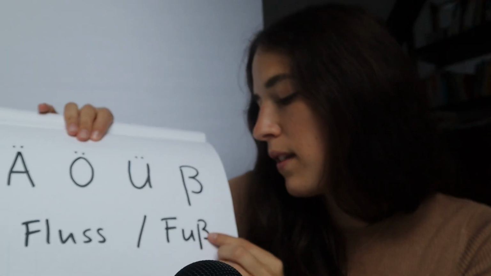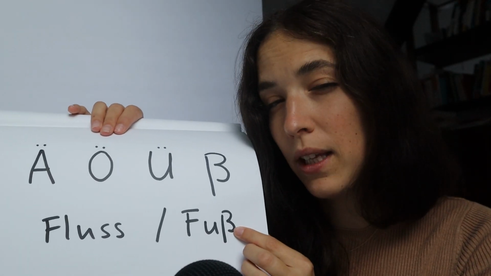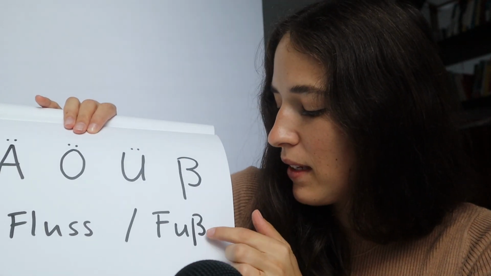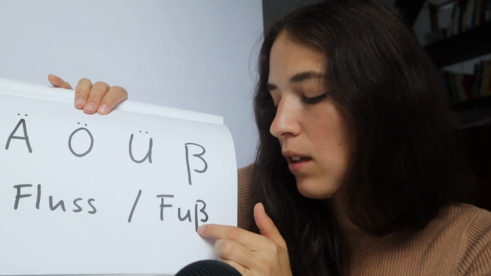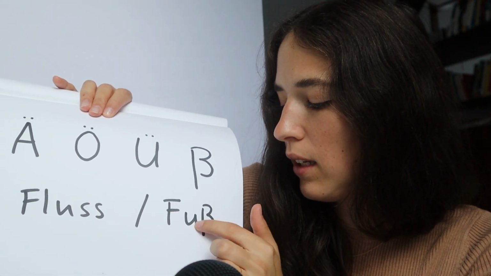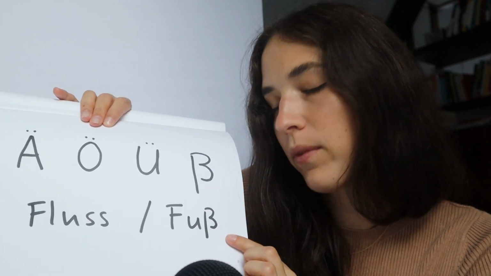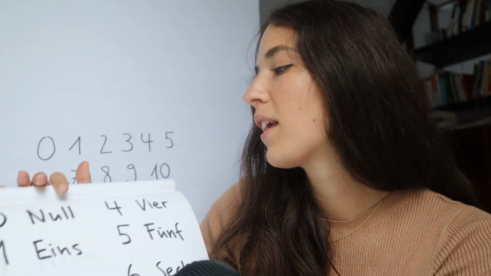And you can see that it looks quite similar to the German B. But the difference is that it's a longer line here, and then here it's not closed, so you don't close it to the line. So yeah, that's the Eszett, which is always very fun to use. So let's continue with the numbers, okay?